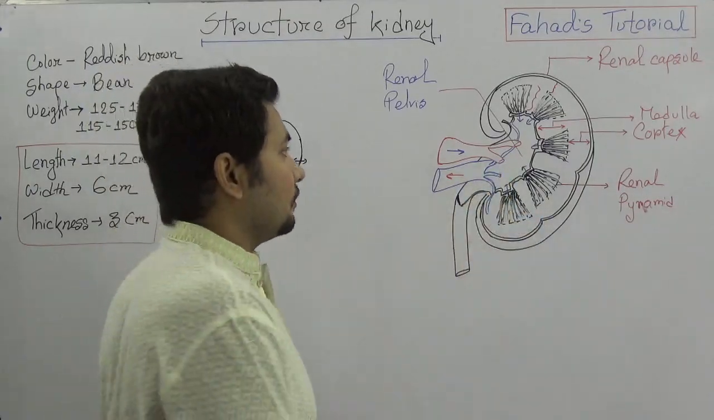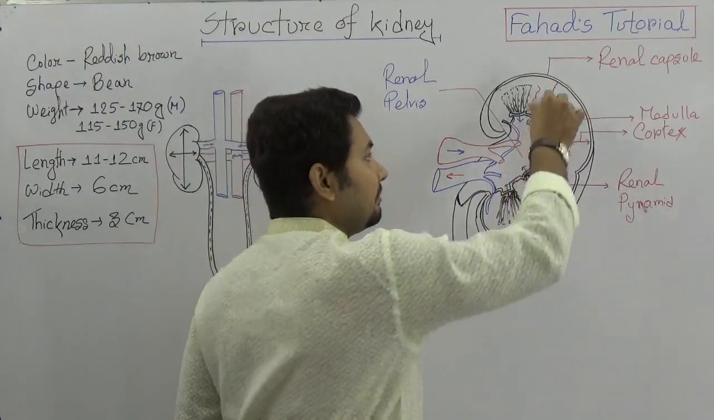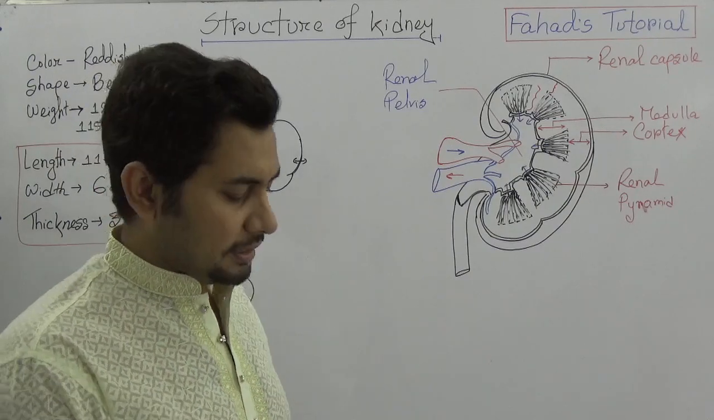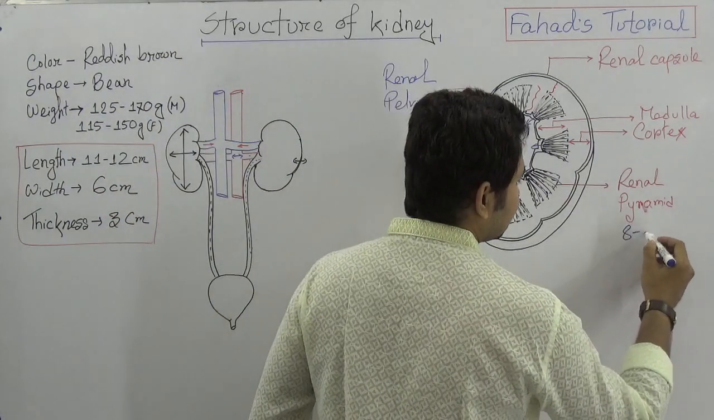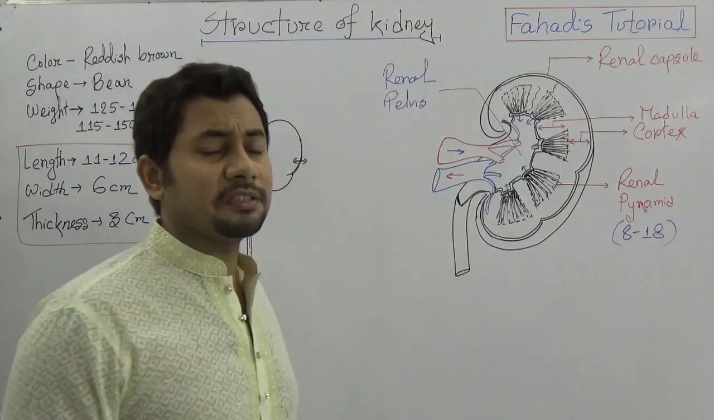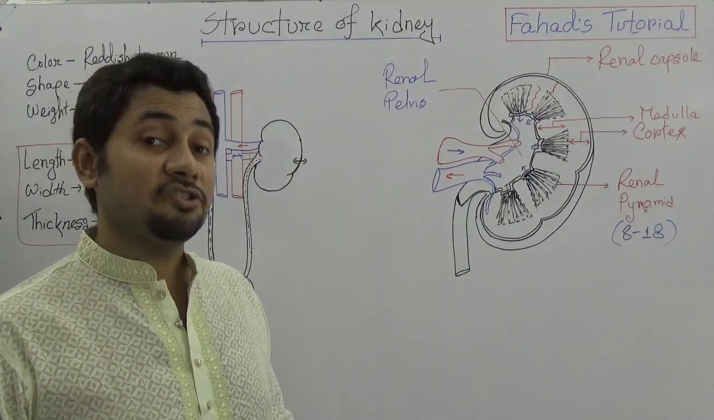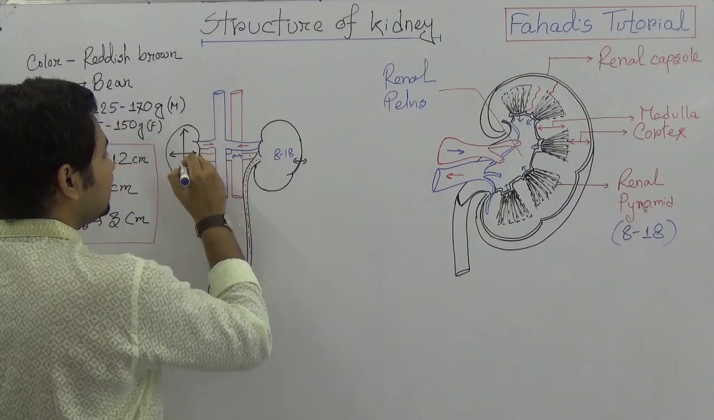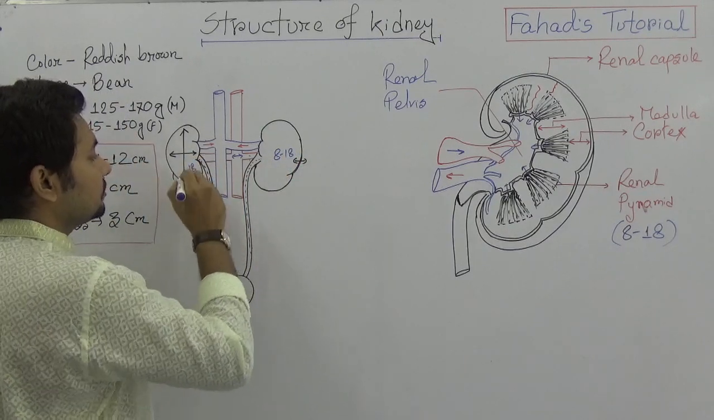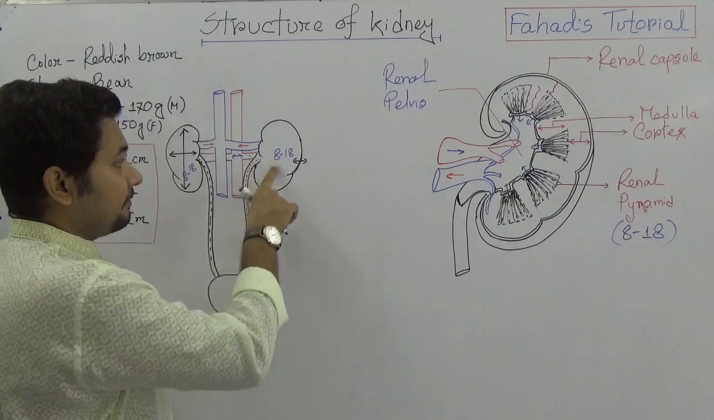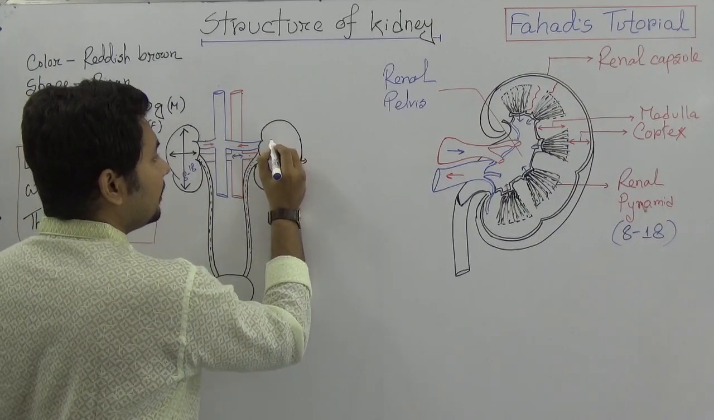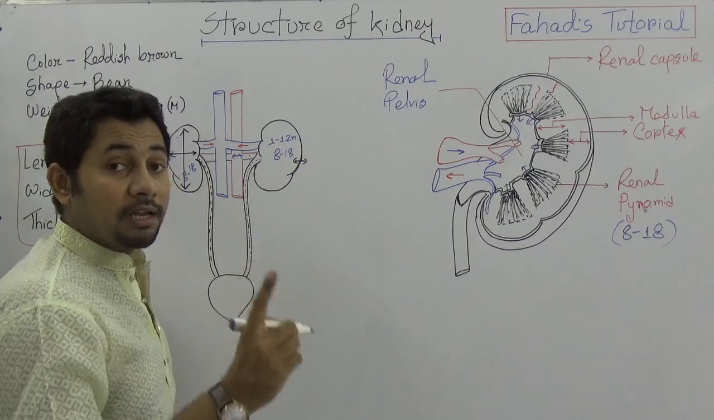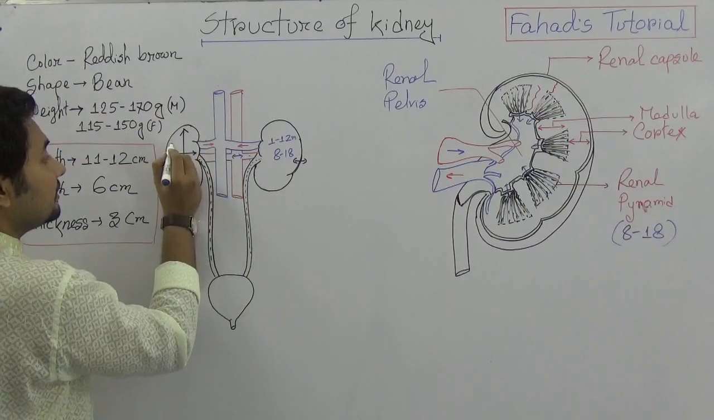So the outer part is the cortex, the middle part is the medulla, and you know that there are 8 to 12 renal pyramids, or even 8 to 18. To me it should be 8 to 18 pyramids, or in your book it might be written 8 to 12 renal pyramids in each kidney. In this kidney also 8 to 12 renal pyramids. And of course in these kidneys we have 1 to 1.2 million nephrons in each kidney.